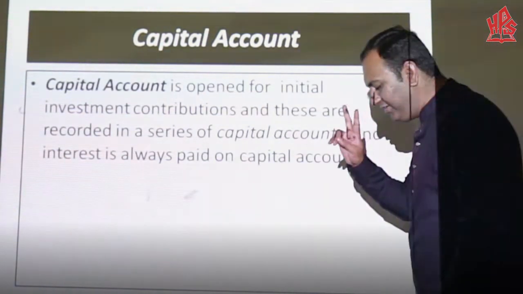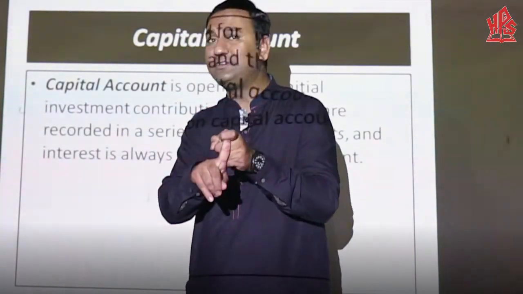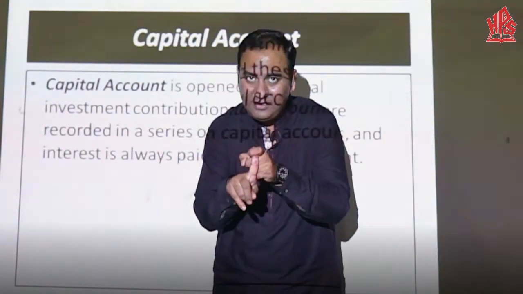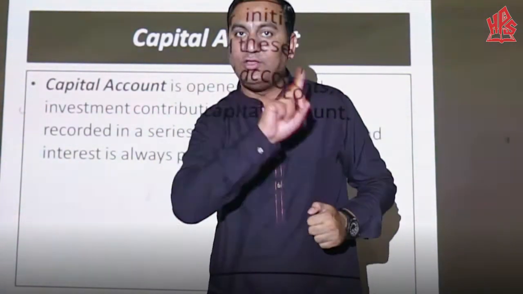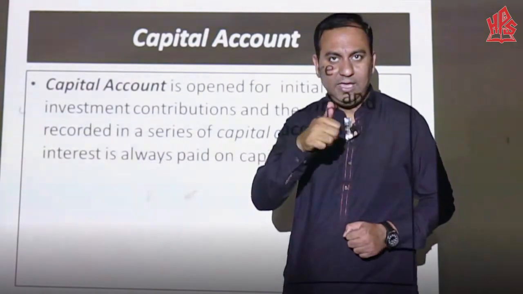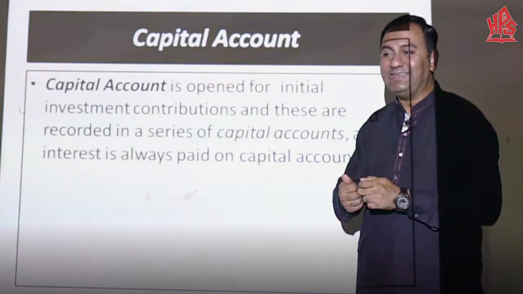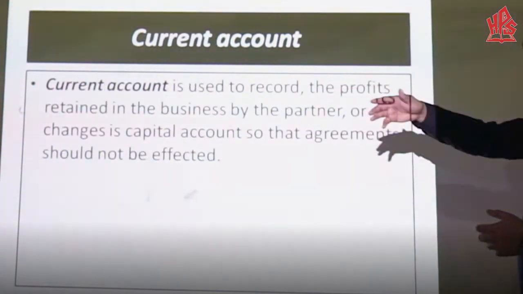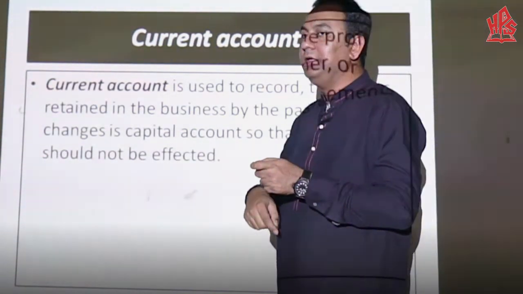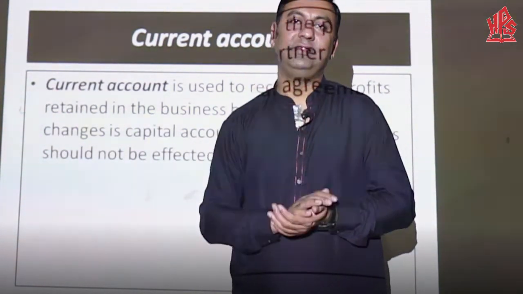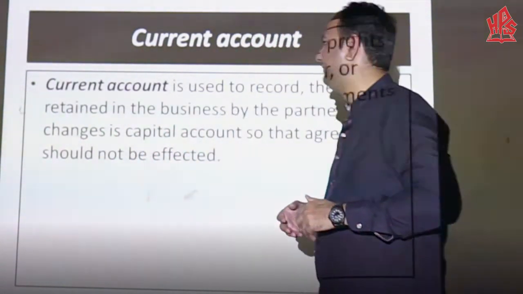So two things must be remembered regarding the capital account. Number one, the capital account is kept for initial investment, and number two, interest is always paid on the amount of the capital account, not on the current account. Okay? The second capital of a partner is known as the current account. The current account is also a part of capital account. It shows the changes in capital by earning profit or other items.